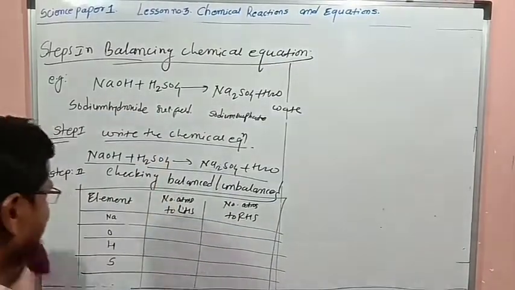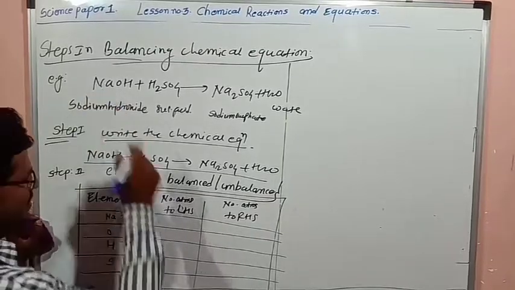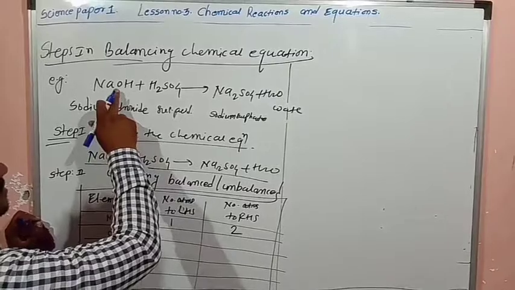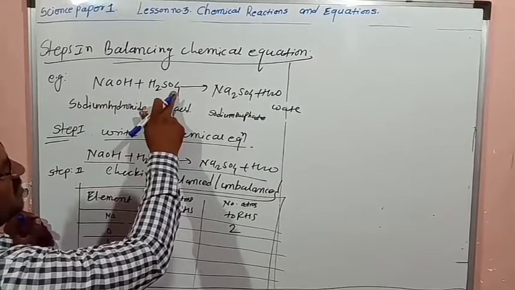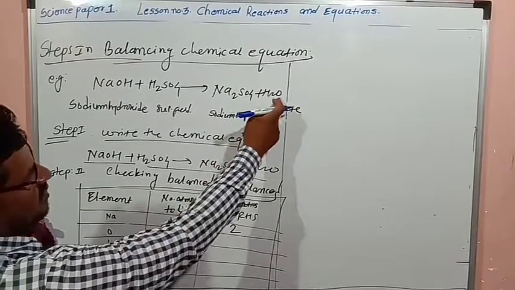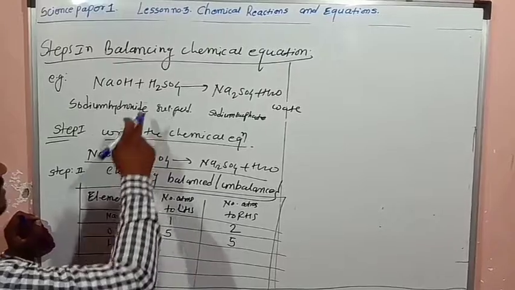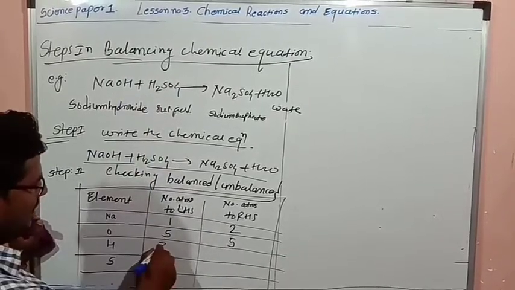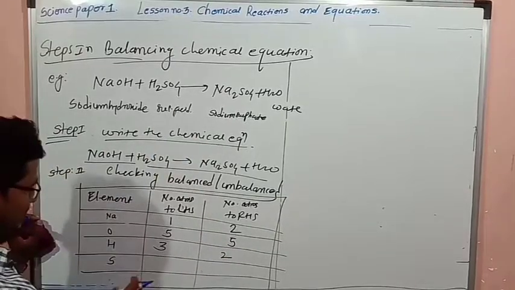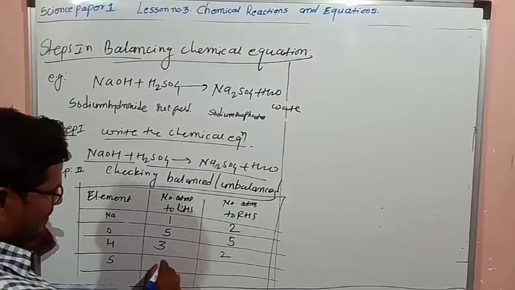In this, how many sodium are there on the LHS? 1. On the RHS, 2. How many oxygen are there? Here 1 plus 4, it is 5. Here 4 plus 1, 5. Hydrogen, how many are there? 2 plus 1, 3. Here, 2. After that, sulfur: 1, and there is also 1.